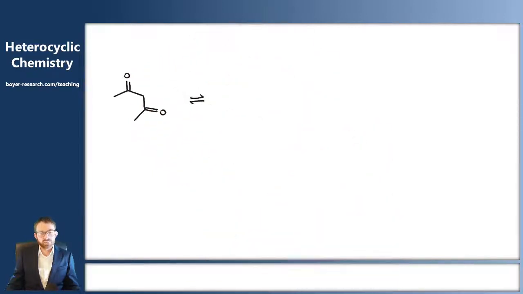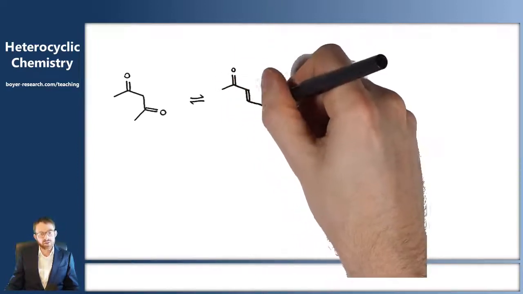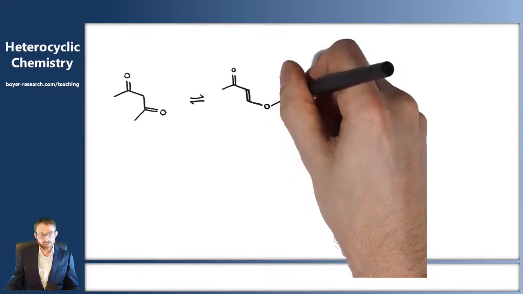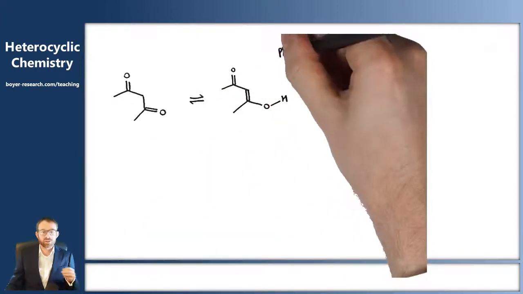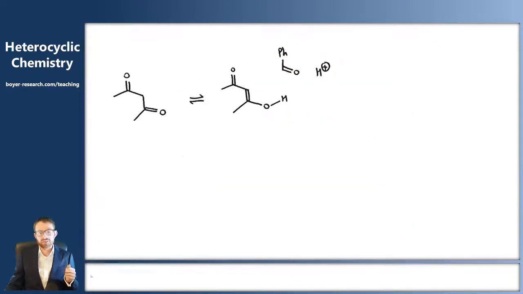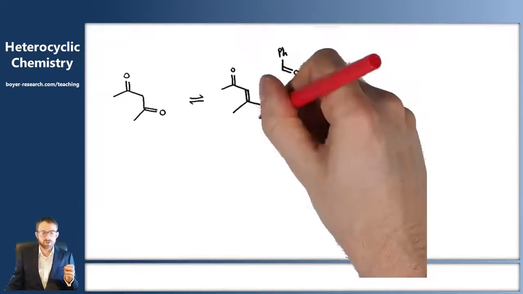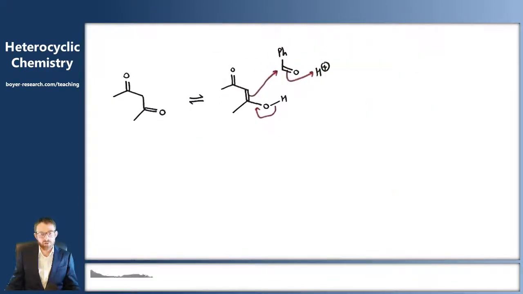Our first step involves the keto-enol tautomerization of our dicarbonyl. The enol tautomer shows how it can be a very good nucleophile. We can push the arrows from our oxygen through via the carbon to attack our excellent electrophile in the form of an aldehyde.